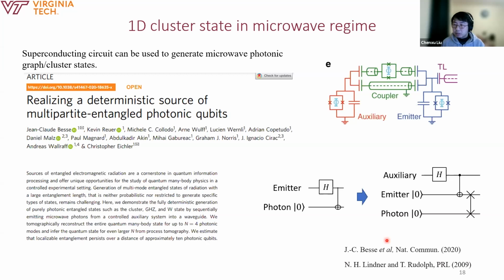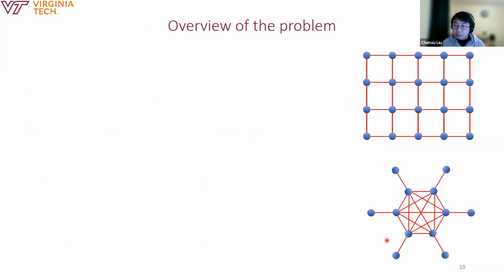However, the 1D cluster state is not enough. It is not a universal resource for measurement-based quantum computing. Besides that, robust quantum communication using microwave photons also requires generating more complicated graph states, for example, the photonic quantum repeater state. So in the rest of my talk, I'm going to focus on these more complicated microwave graph states.